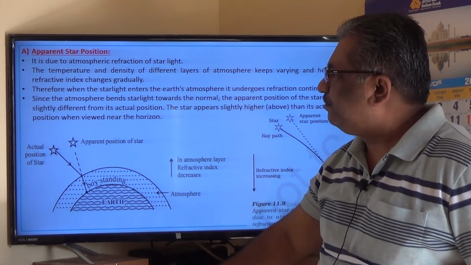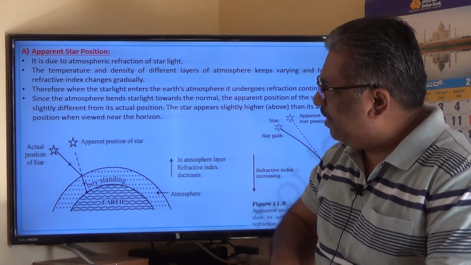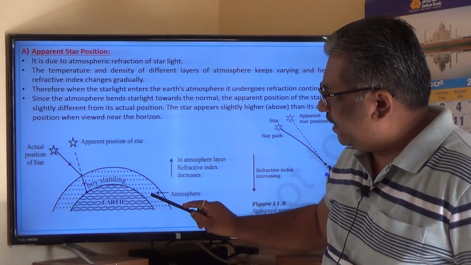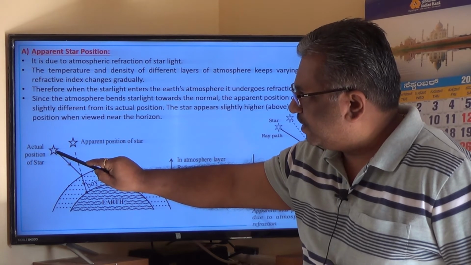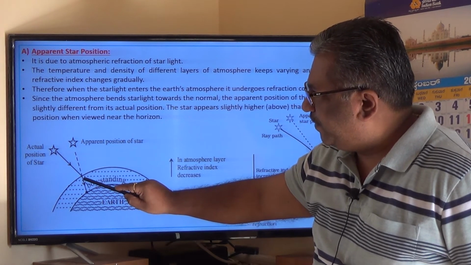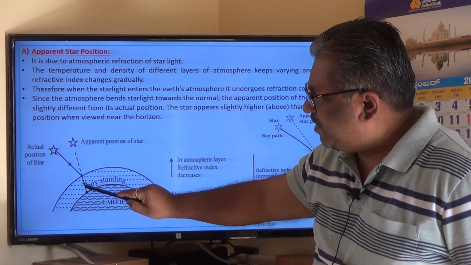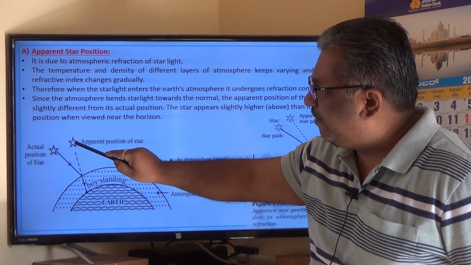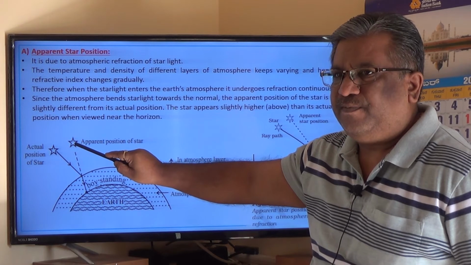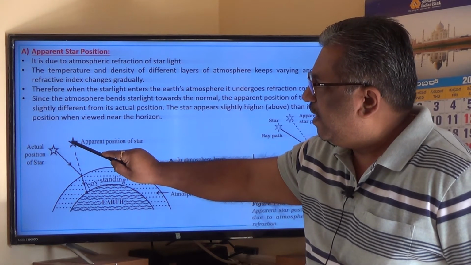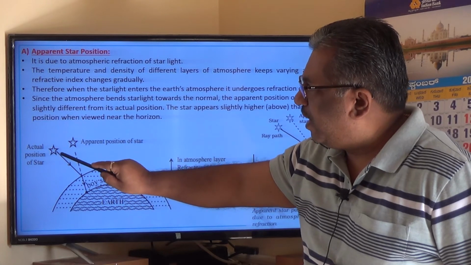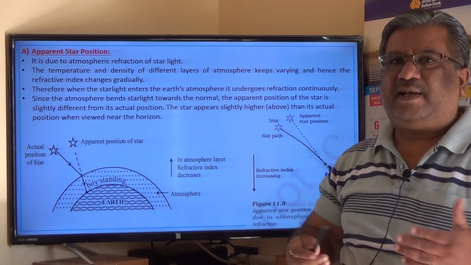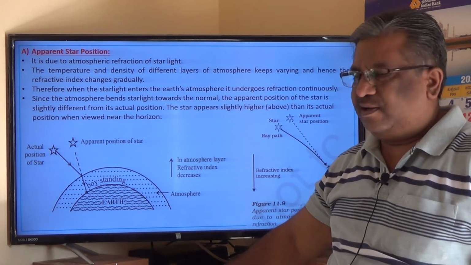Next we will go to this diagram, where it is also very clear. See, here a boy is standing. These dotted particles indicate the atmosphere. This is the actual position of the star. When a ray of light enters into the atmosphere, due to atmospheric refraction, it bends towards the normal. When you project backward this bent ray, you get the position of the star, but this is the apparent position. And this appears to be slightly higher than the actual position or above the actual position. And this is how the apparent position of the star is different from the actual position of the star. I hope this is very clear for you.